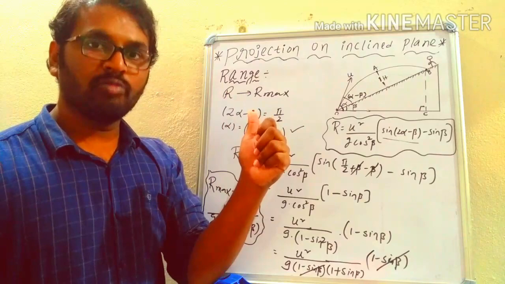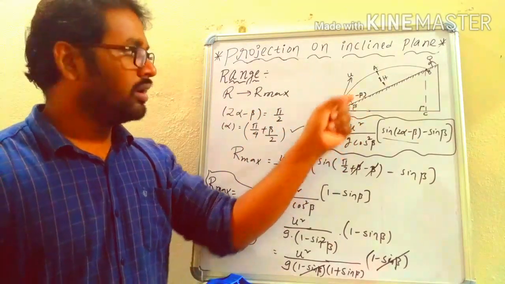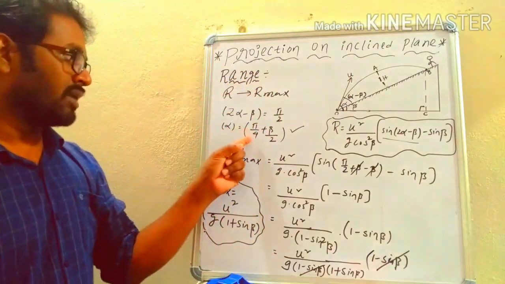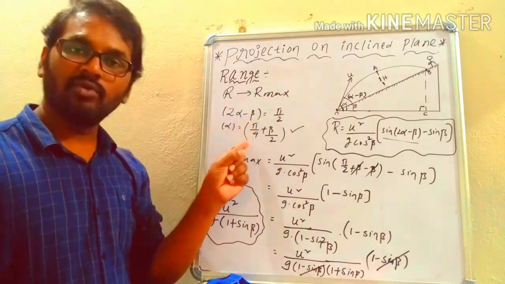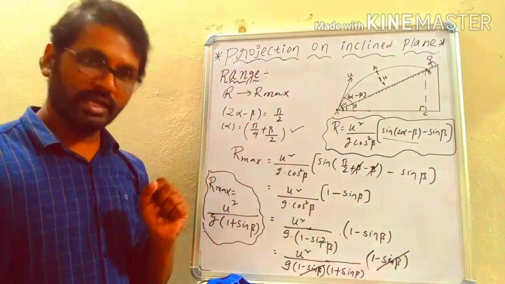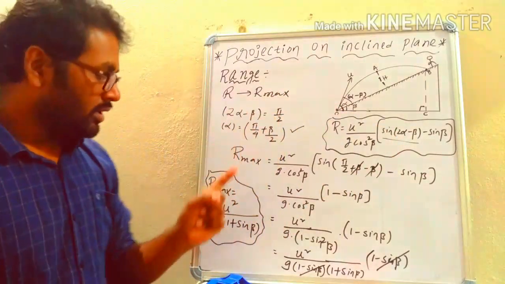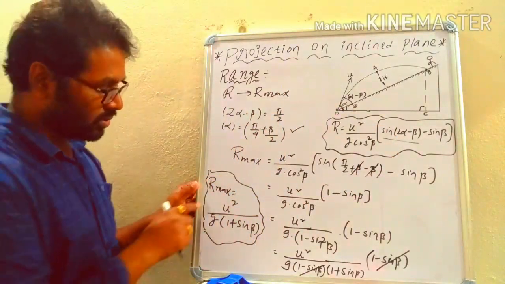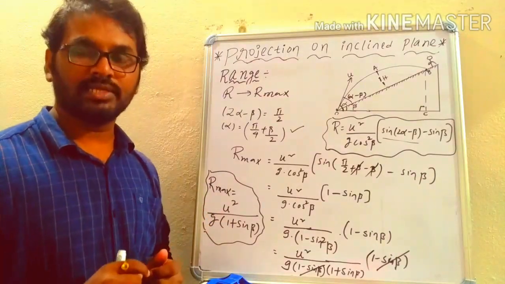For which angle of projection with respect to ground, that is alpha, you will get the range maximum. The second result is where alpha is equal to pi by 4 plus beta by 2. If you take alpha in the general equation, you get R max is equal to u square by g into 1 plus sine beta.